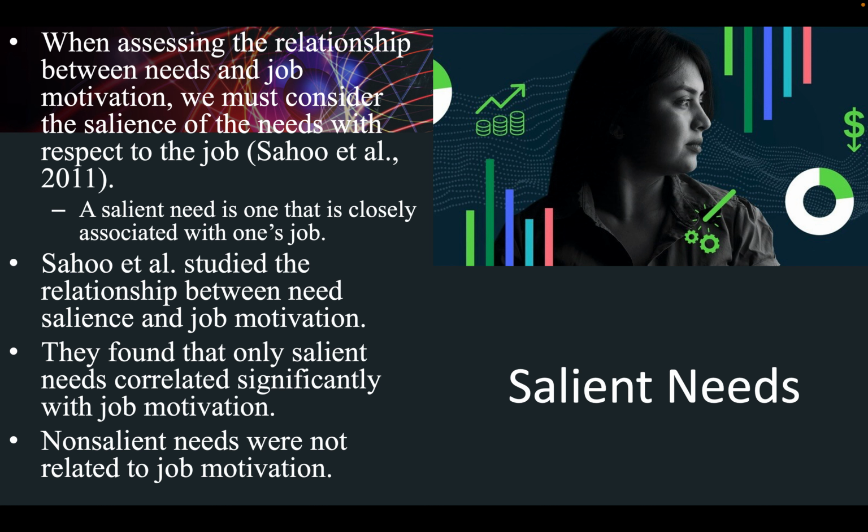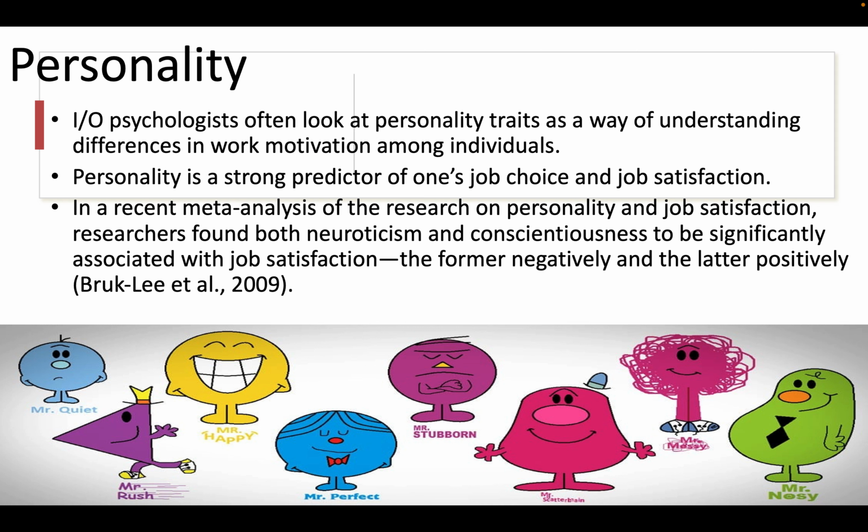In the assessment of the relationship between needs and job motivation, we must consider the salience of the needs with respect to the job. A salient need is one that is closely associated with one's job. Sahu et al. studied the relationship between need salience and job motivation. They found that only salient needs correlated significantly with job motivation. Non-salient needs were not related to job motivation.